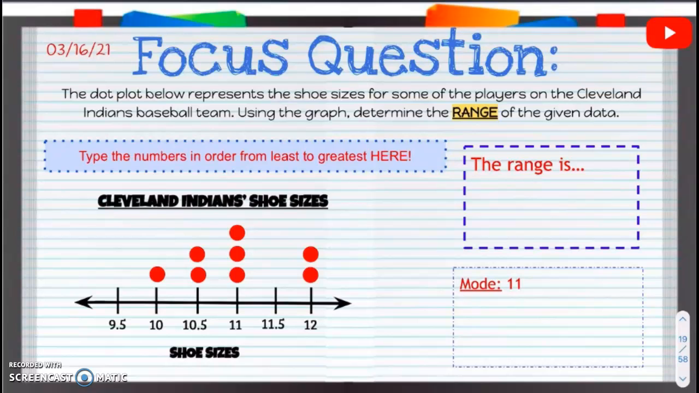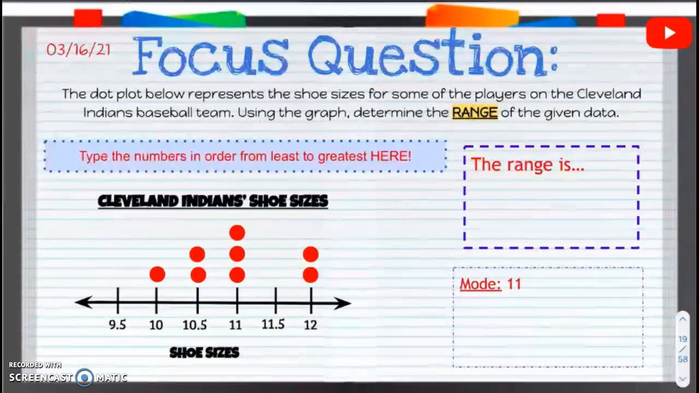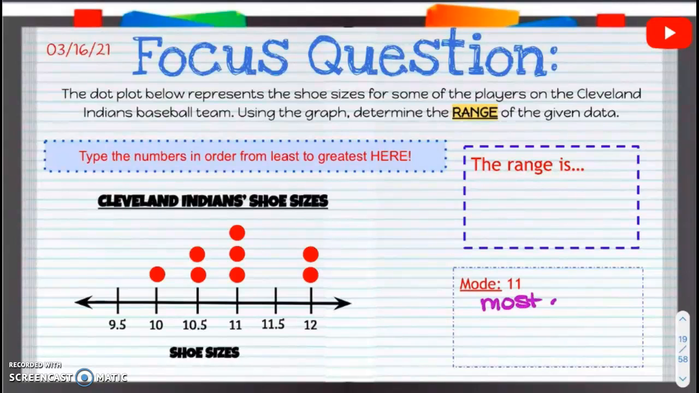Our focus question. Again, the dot plot below represents the shoe sizes for some of the players on the Cleveland Indians baseball team. Using this graph, we're going to determine the range. So remember, yesterday we found the mode, which was the number we saw the most of. Today we're going to find the range, which is going to be the biggest number minus the smallest number. So the biggest number minus the smallest number.